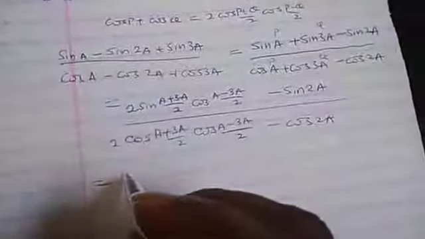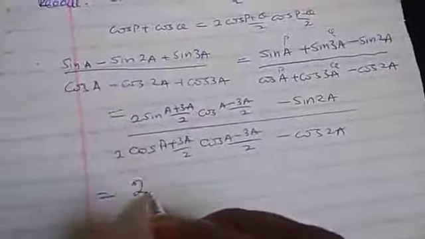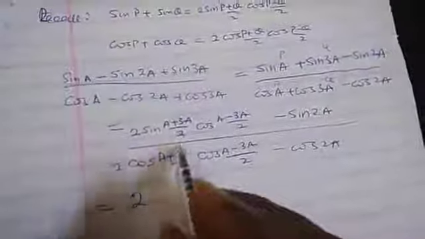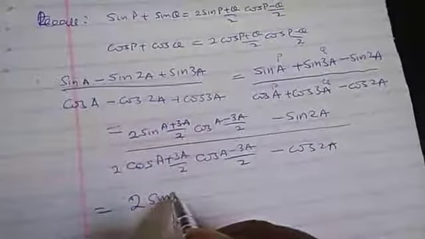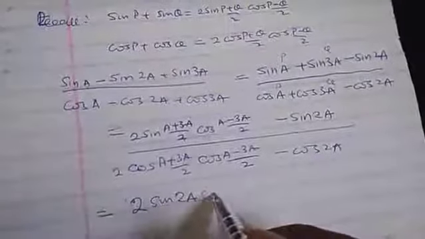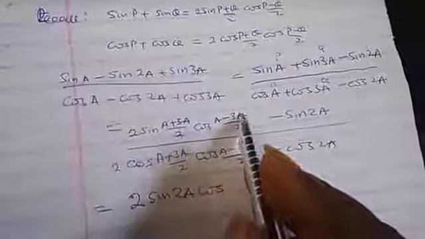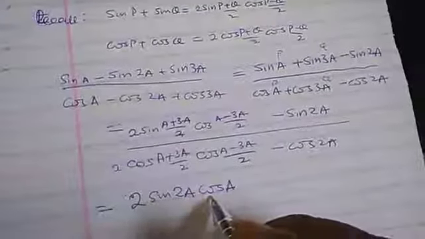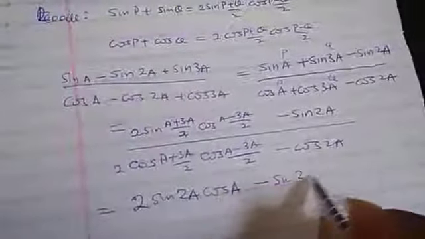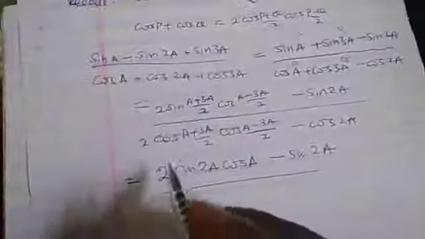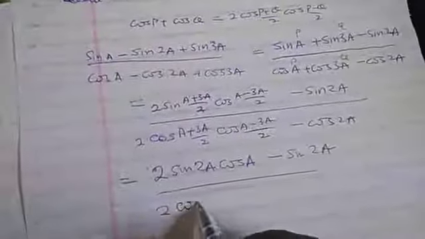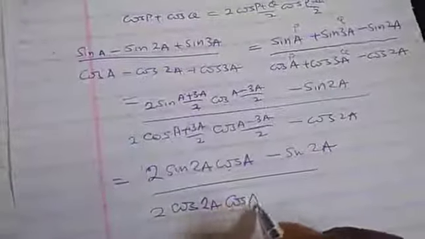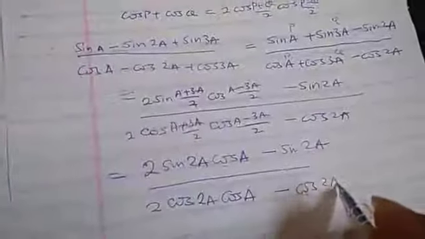From that place, I'm going to have 2, if I simplify, A plus this, that will give me 4A, divided by 2, that will be sine 2A. Then cos A minus 3A is minus 2. Minus 2 divided by 2 is minus A. Then minus will not affect it. I'll just write A like that. Minus sine 2A divided by 2 cos, the same thing. It will be 2 cos 2A, cos A as well, minus cos 2A.